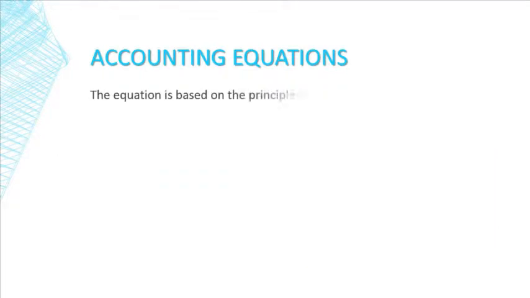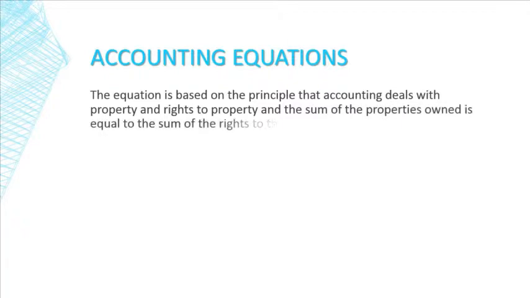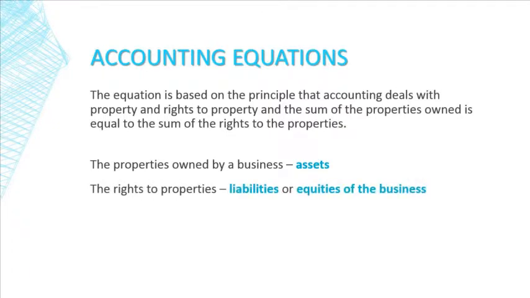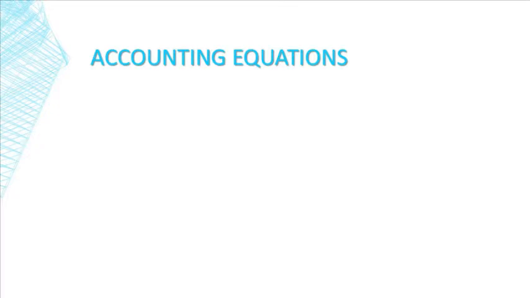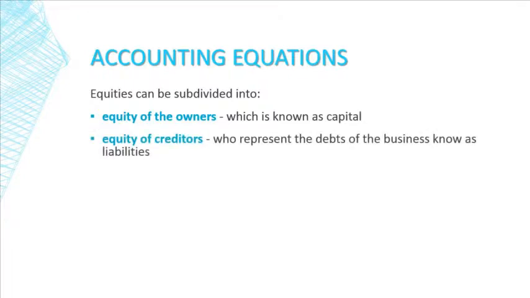The equation is based on the principle that accounting deals with property and rights to property, and the sum of the properties owned is equal to the sum of the rights to the properties. The properties owned by a business are called assets, and the rights to the properties are known as liabilities or equities of the business. Equities can be subdivided into equity of the owners, which is known as capital, and equity of creditors, who represent the debts of the business, known as liabilities.